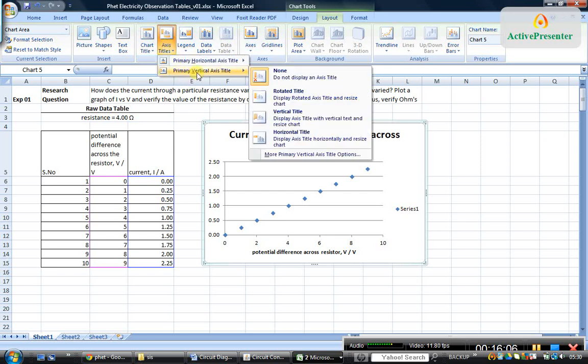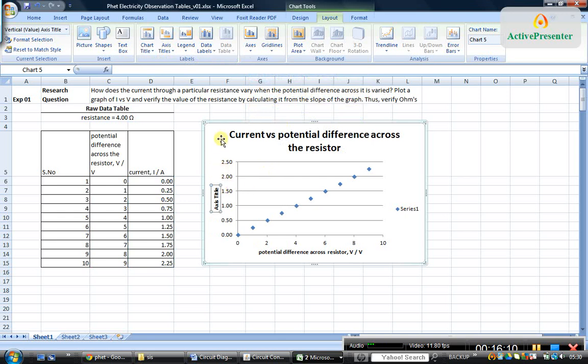Then again go to axis titles, primary vertical axis title. Now select rotated title. So the rotated title would be, so directly start typing, it will start appearing in this bar. So current comma I space forward slash, the symbol for the unit of the current is A, symbol for current is I. Press enter and the current will appear here.